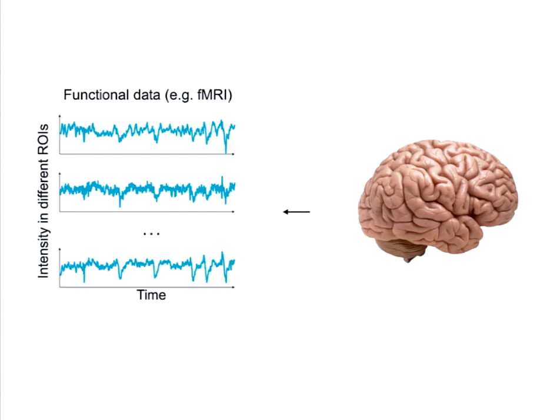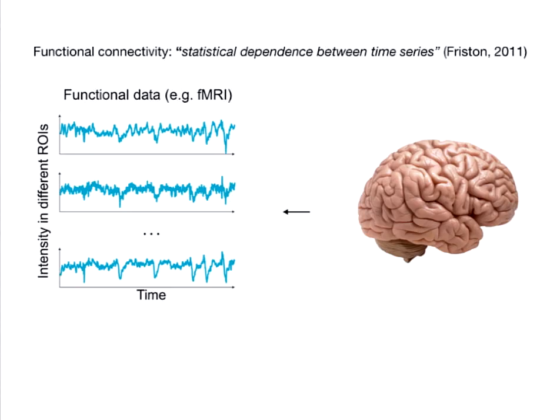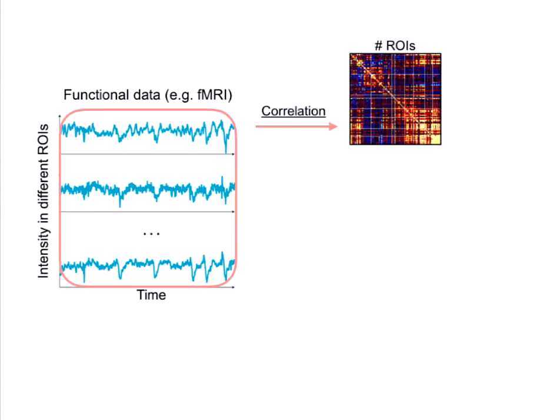Then from this dataset, we can compute what we call functional connectivity, that was defined as the statistical dependence between different time series. And until recently, the most classical way to compute this statistical dependence was to use the correlation of this entire dataset. So if you compute the correlation from the dataset, you end up with a square matrix that encodes the level of correlation of all the pairs of regions of interest.